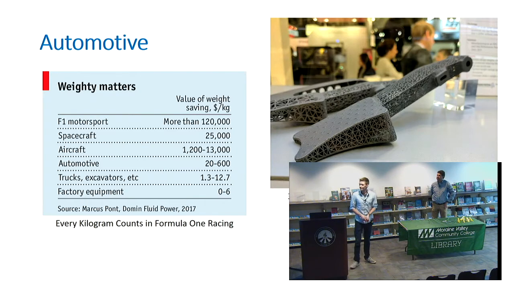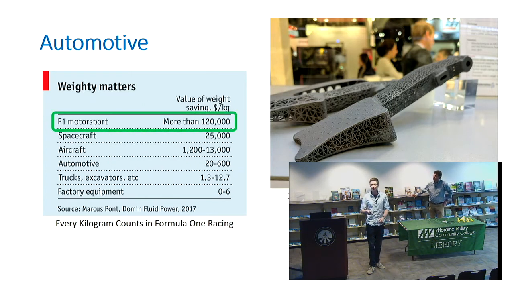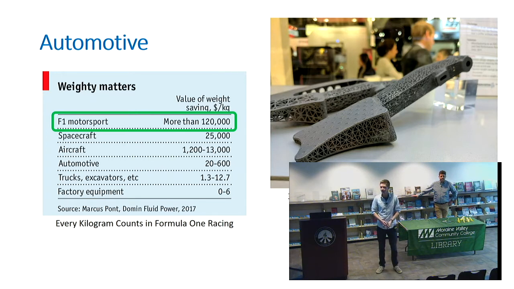All right. The next area we're going to look at is automotive, which is really, especially with Formula One, really counting on additive manufacturing to create lightweight parts. You can tell every kilogram that we save with Formula One has the potential to earn their racing team $120,000, because 1 kilogram can be the difference between winning or losing a race.